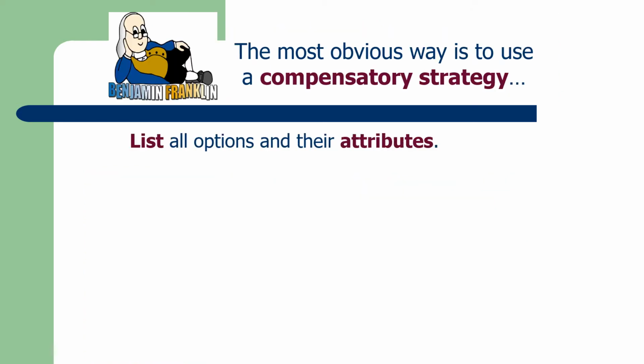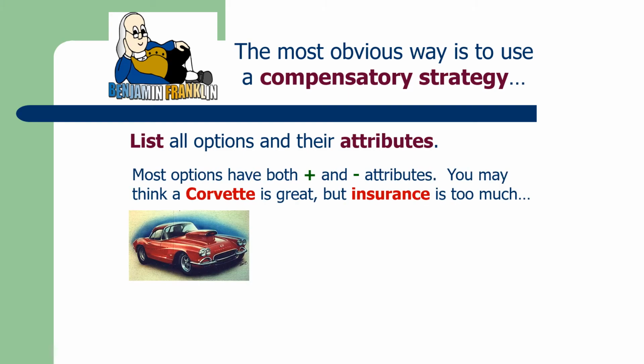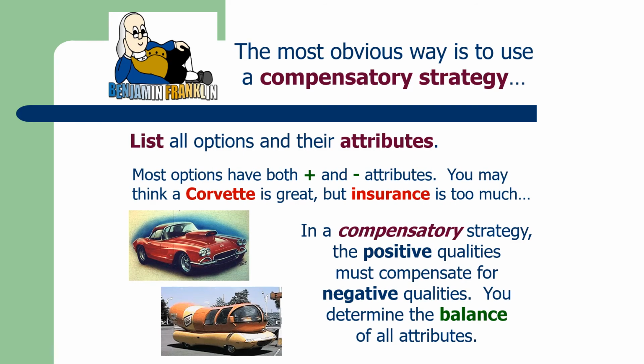So one way to make decisions when the outcome is unknown is to use what Ben Franklin came up with, which is called the compensatory strategy. And this is basically making a list of pros and cons. So you list all the attributes of a particular item or choice that you're trying to make a decision about. You decide how to weight each item, and then you do a pros and cons to make a decision.